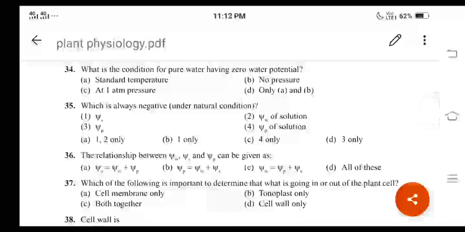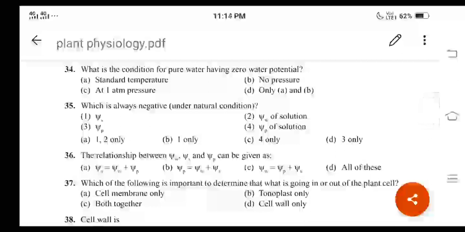Then question number 35: which is always negative under natural condition? The different options here are: one, solute potential; two, water potential of solution; three, pressure potential; and four, pressure potential of solution. According to the question, for question number 35, option A becomes the correct answer, 1 and 2 only.